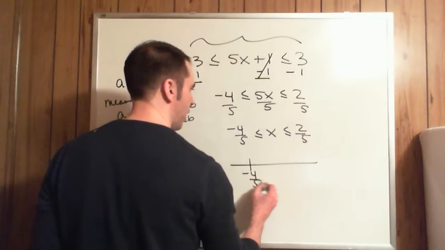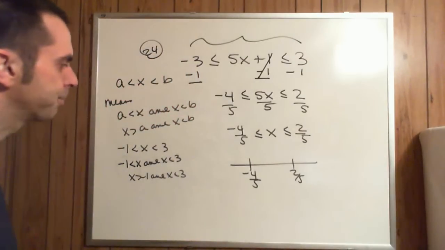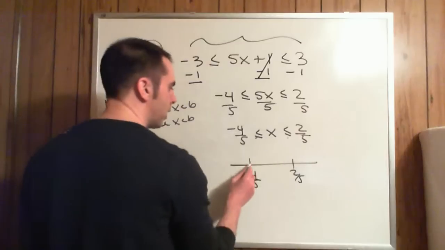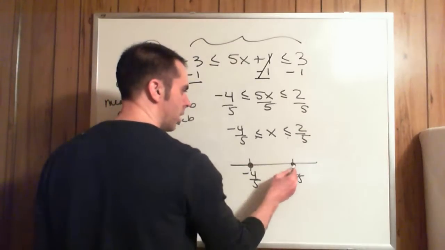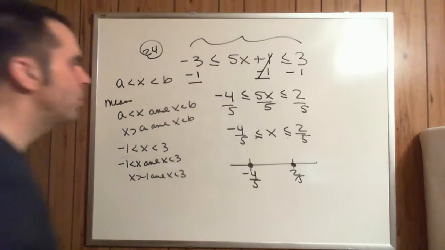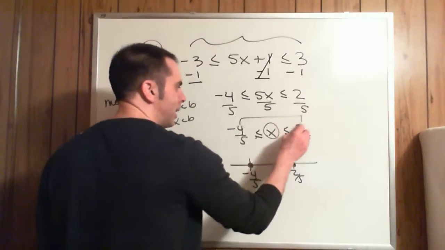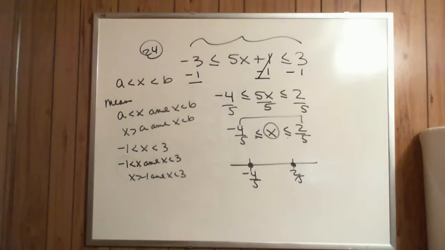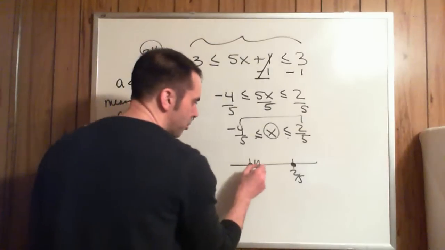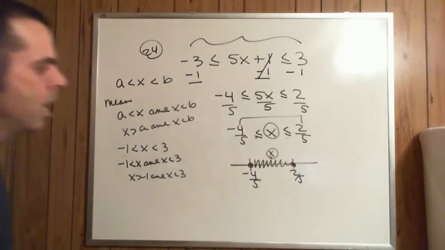How would I graph it? Negative 4 over 5 and 2 over 5, and 0 somewhere in the middle there. Because I'm including it, closed circle on both. And x represents the numbers in between negative 4 over 5 and 2 over 5. So that would be these numbers right here, in between. These are all those x's in between.